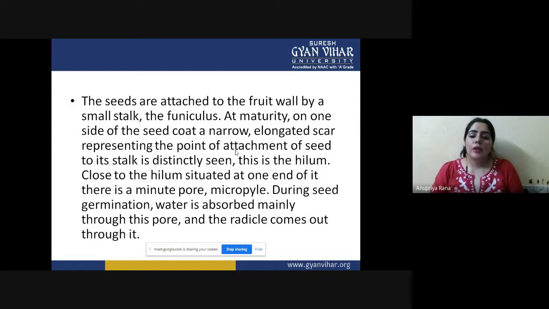During seed germination, water is absorbed mainly through this pore, and the radicle comes out through it. So this micropyle pore, present near the hilum, has a very important role in seed germination. When we give water to the seed to germinate, the whole absorption of water happens through this pore. When the root starts to germinate, the radicle has to come out from this micropyle and go into the soil.